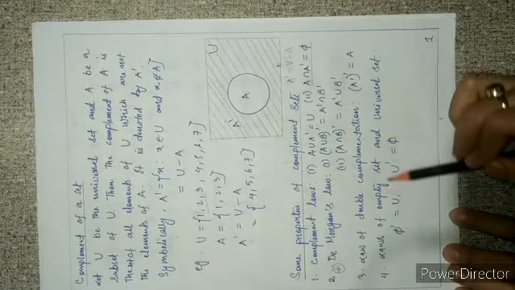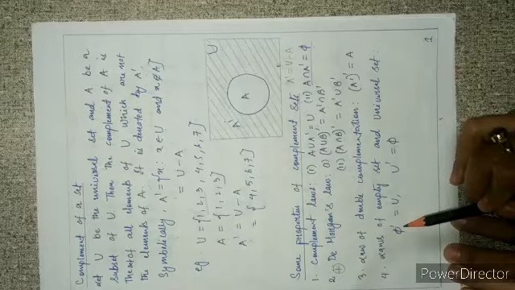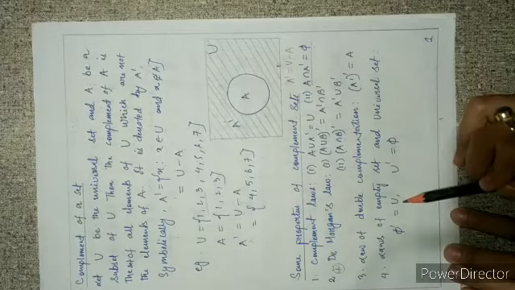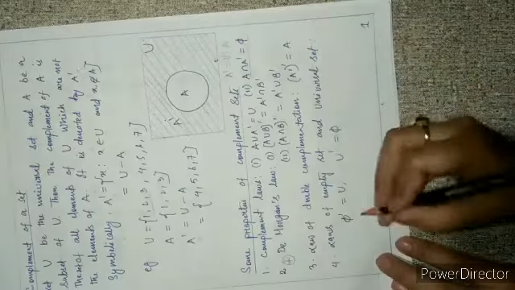Number 4, laws of the empty set and the universal set. Complement of the empty set phi will be equal to universal set, and the complement of the universal set will be equal to phi.